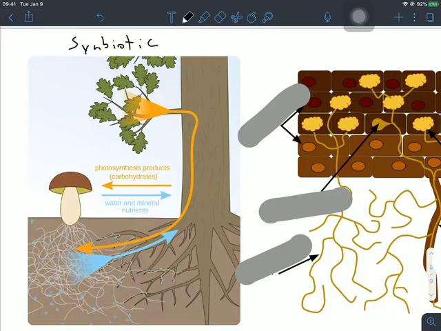relationship between a fungus and a plant, is that the plant produces a lot of sugars. It's got an excess of them, and it will trade the fungus, which does a great job of absorbing water and minerals and nutrients, because they're much thinner.